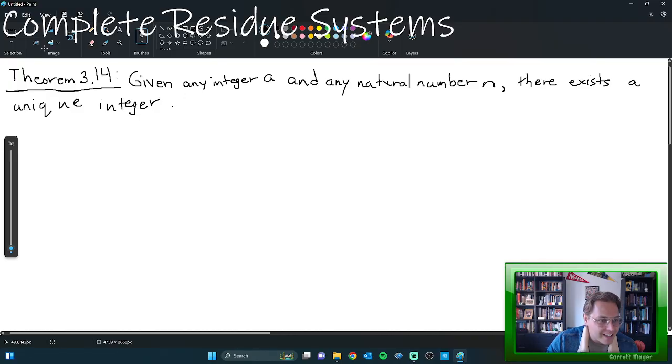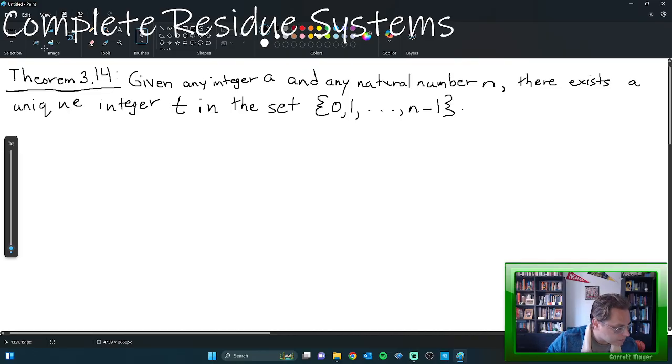Unique integer t in the set 0, 1, and then all the way through n minus 1, such that A is congruent to t mod n. Okay, so that's the basic statement.